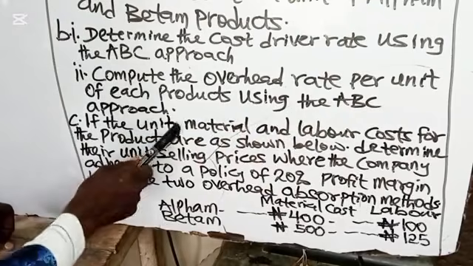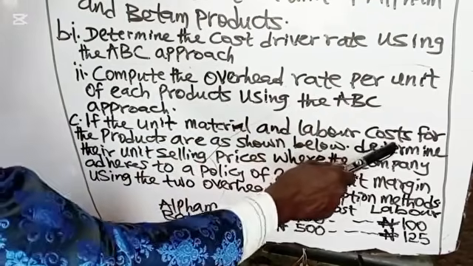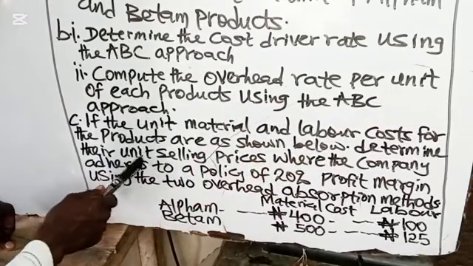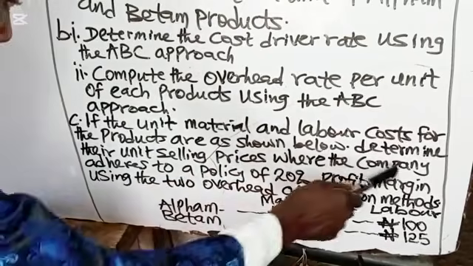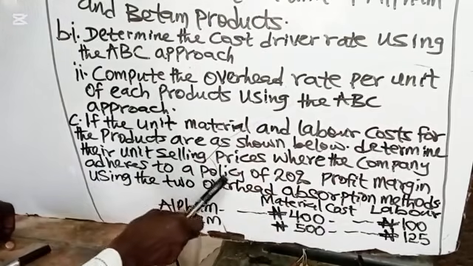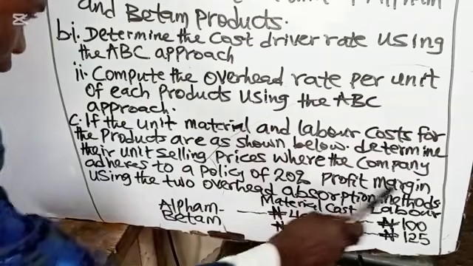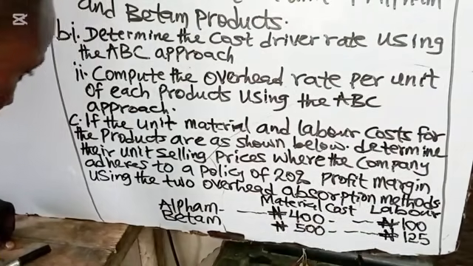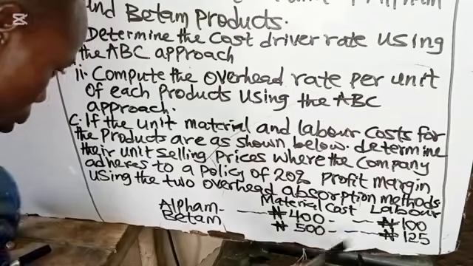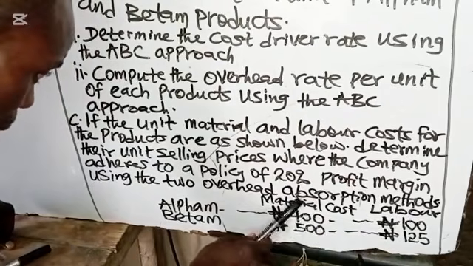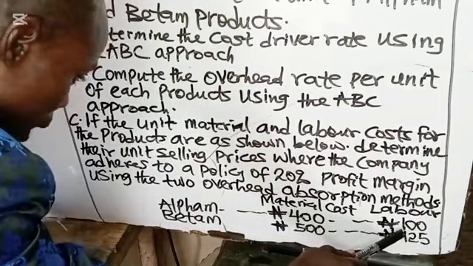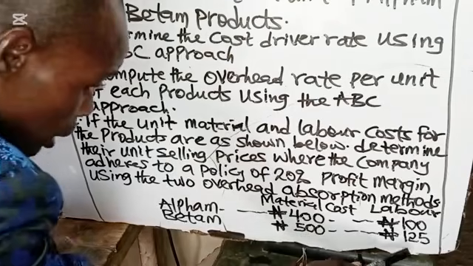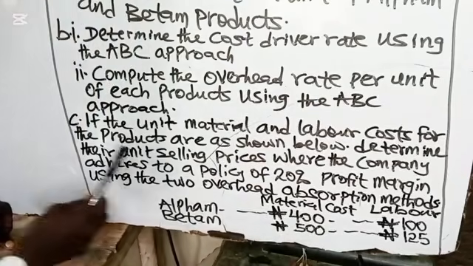C. If the unit material and labor costs for the products are as shown below, determine their unit selling prices where the company adheres to a policy of 20% profit margin using the two overhead absorption methods. You are given material cost and labor cost. AFAM: 400 naira for material cost and 100 naira for labor cost. BETAM: the material cost is 500 naira while the labor cost is 125 naira. Let's have the solution to the question.